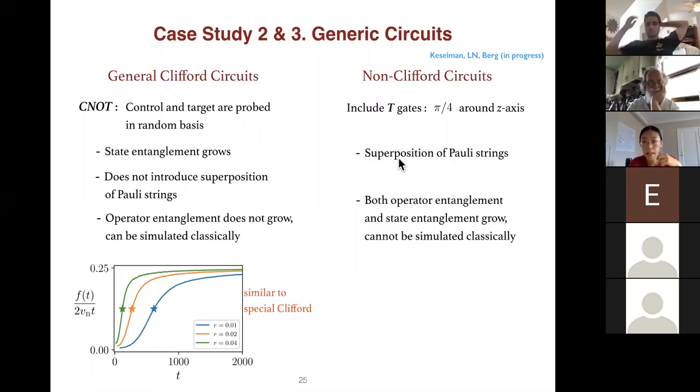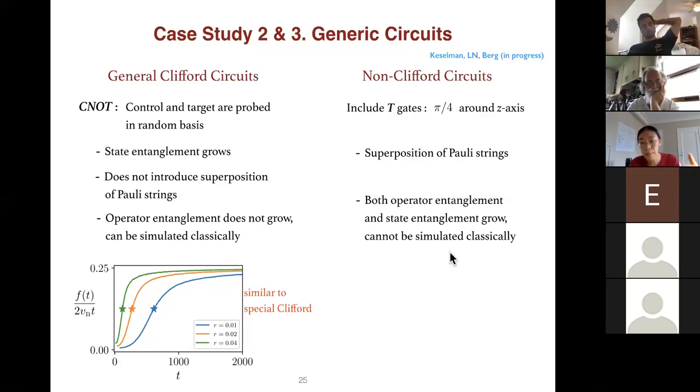Yeah. And now let's go to the non-Clifford circuit case. So a non-Clifford circuit is achieved by including a T gate in the general Clifford circuits. The T-gate is a single qubit gate. It's basically pi over four rotations around the z-axis on the spin. The interesting fact is that the T-gate combined with CNOT gates and swap gates will give you fast growth of operator and state entanglement. It will turn a Pauli string, just a single Pauli string, into a superposition of Pauli strings. So that will generate operator entanglement. And that's the reason these non-Clifford circuits generally cannot be simulated on a classical computer.